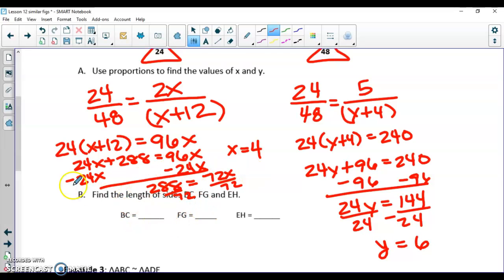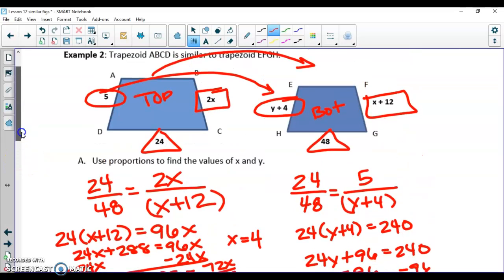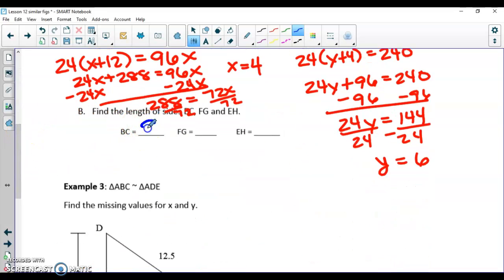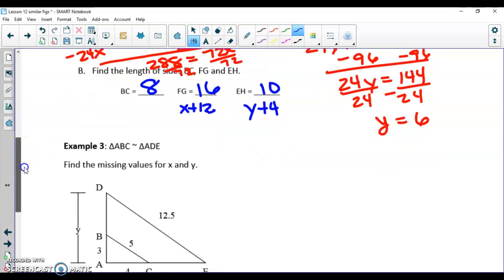What that allows us to do is to go back and actually find the side lengths. So knowing that x was 4, that actually makes the different sides here 2x, 2 times 4, which is going to give us 8. So the side BC is actually going to be 8. FG is x plus 12 if we look at the picture. So 4 plus 12 is going to be 16. And if you look at EH, this was y plus 4. Go ahead and figure out what this side length is going to actually be. So y was 6, 6 plus 4, this side is going to be 10.